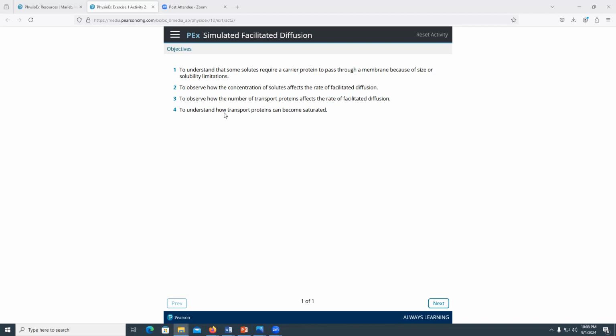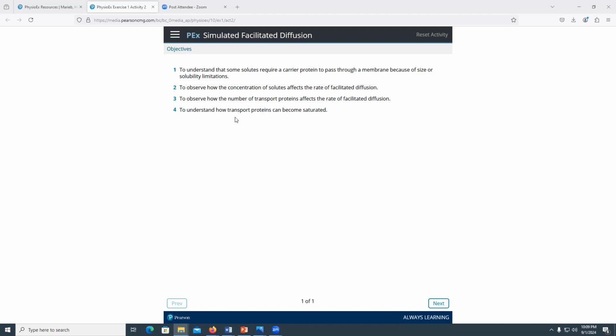We're also going to observe how the number of transport proteins affects facilitated diffusion. So we're not only going to look at the solutes, we're also going to look at what happens if we increase the number of these transport proteins. If we do, we're going to increase the amount of substrate that will be transported. The more seats we have, the more rides, the more shuttles, the more we are able to pass a greater quantity of solutes.